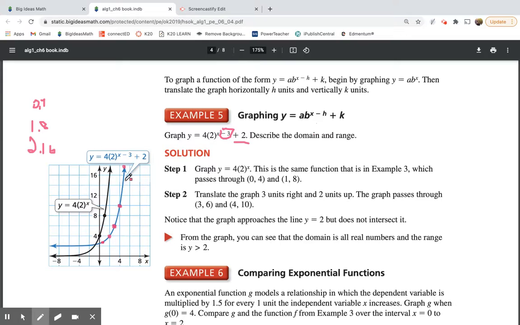So now if we state our domain and range, our domain, the x values, is still all real numbers. But now it approaches the line y equals 2. I'm not worried about that. It just approaches 2, but it never crosses it. So your range would now be y is greater than 2.